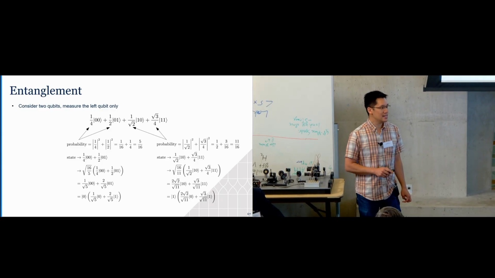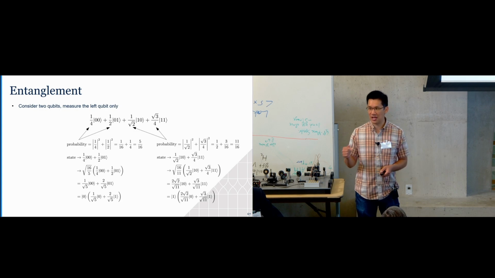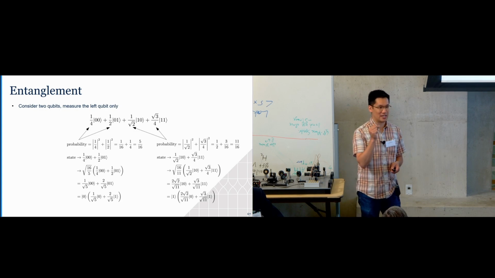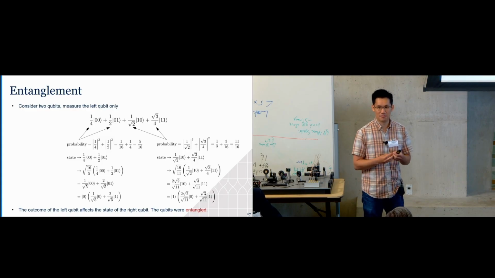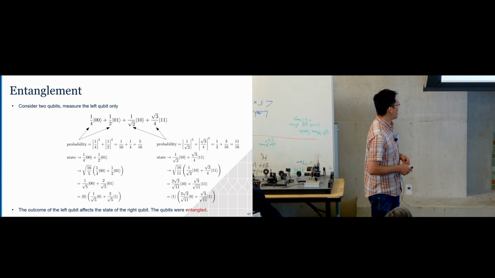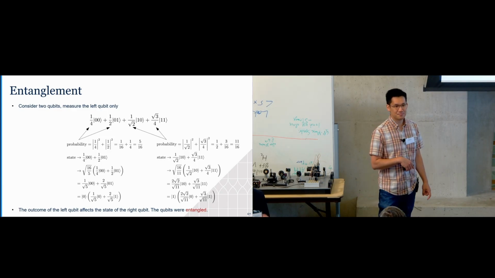So what you see here is that if the left qubit is 0, the right qubit is this state. But if the left qubit was 1, the right qubit is this other state. So you see how the state for the right qubit is not the same as this state? So depending on what outcome you got for the left qubit, the right qubit is going to be affected. And so this is what we call entanglement. So the outcomes of the qubits are intertwined in some way. They are entangled together. So the outcome of the left qubit affects the state of the right qubit. It mattered if the left qubit was 0 or 1.